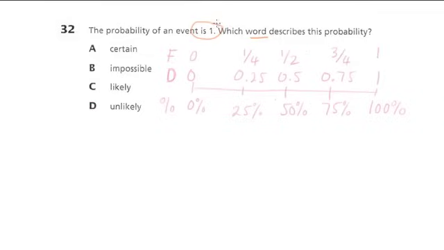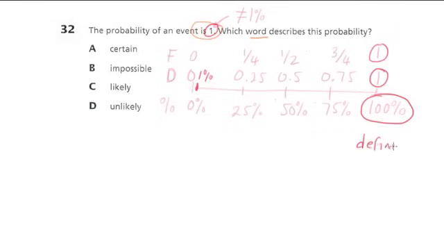Now the key thing here is that this one does not say, it is not 1%. If it was 1%, then it would live right here. It would live very, very close to 0. This is 1%. Instead, it just says 1 on its own. So therefore, it is talking about the probability as a fraction or a decimal, which is the same as 100%. Now, something that is 100% likely to happen means it's definite, and that word isn't there, but another word for definite is certain. And so A is our answer for number 32.